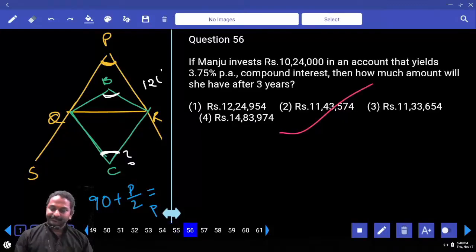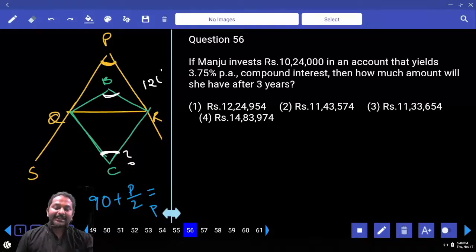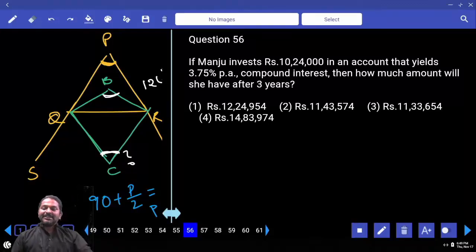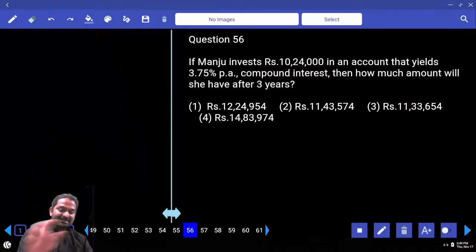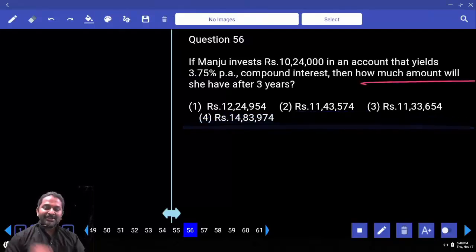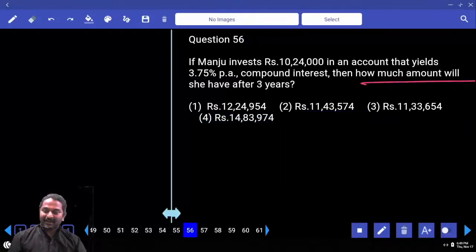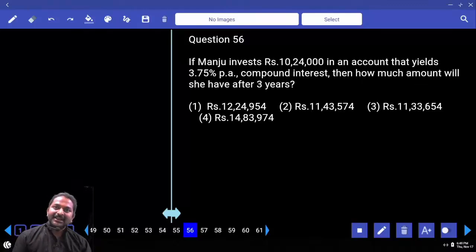Done. Yes, next. If Manju invests 10,24,000 in an account that yields 3.75% per annum compound interest, then how much amount will she have after 3 years? So after 3 years, were you asked to calculate the interest obtained or the amount? Clearly they mentioned how much amount will she have earned after 3 years. Correct? What is the rate of interest?